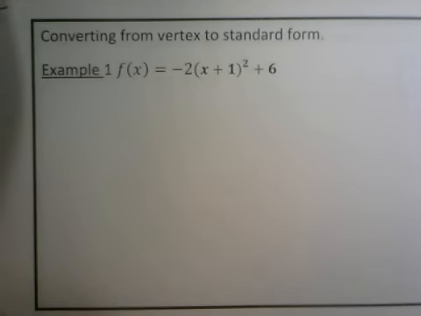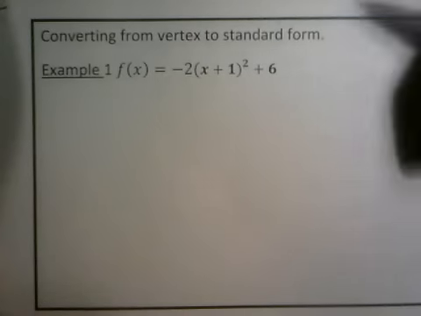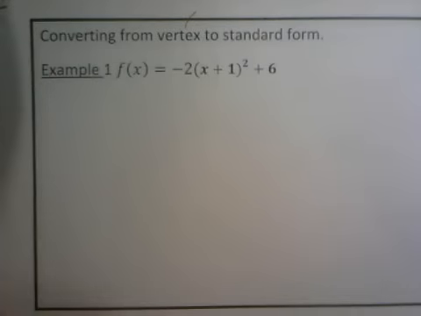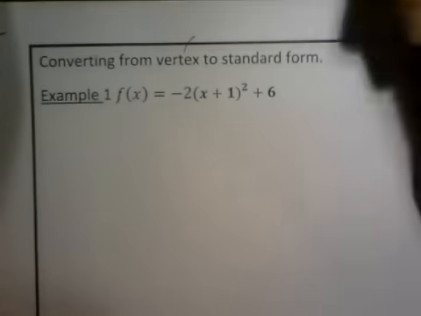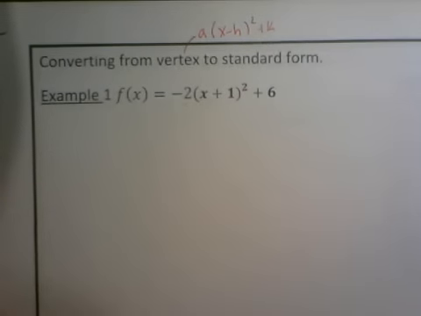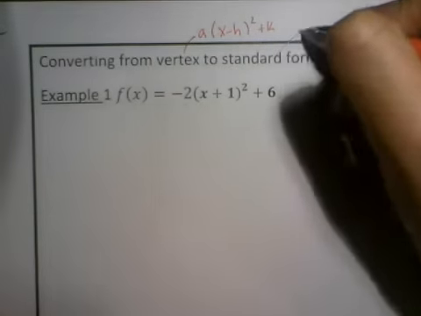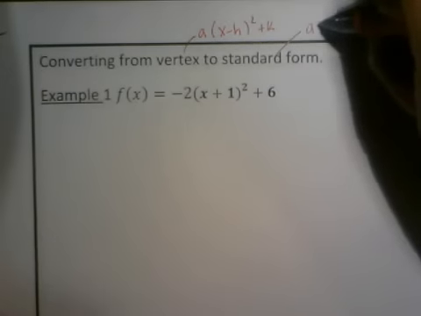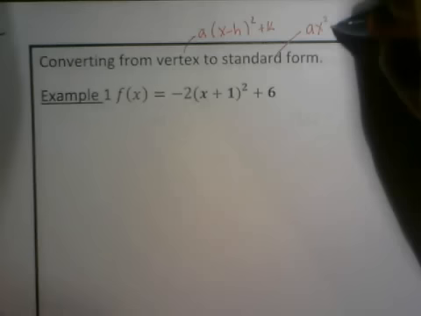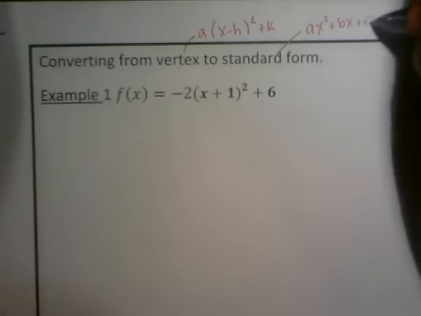Welcome to the video on converting between vertex and standard form of an equation. If you don't have them fresh in your mind, you should take a moment to remember what vertex and standard form are. In particular, you'll remember that vertex form is the one where you have one set of parentheses, and we call it a times x minus h squared plus k. And standard form is where there are no parentheses. In other words, it's ax squared plus bx plus c.